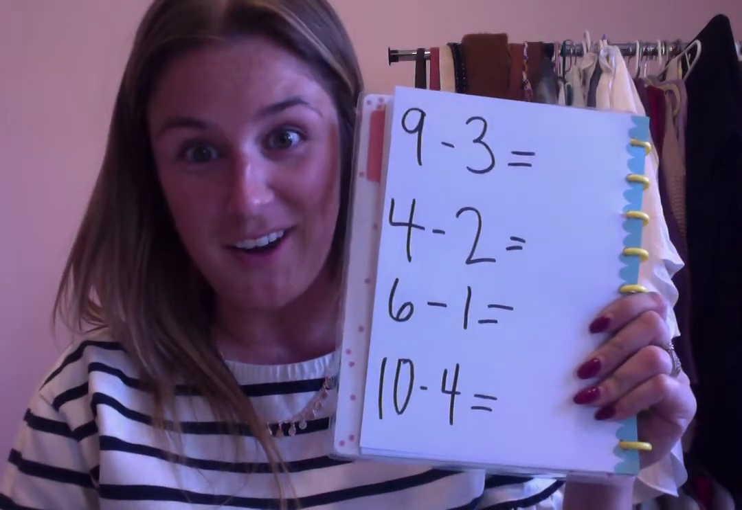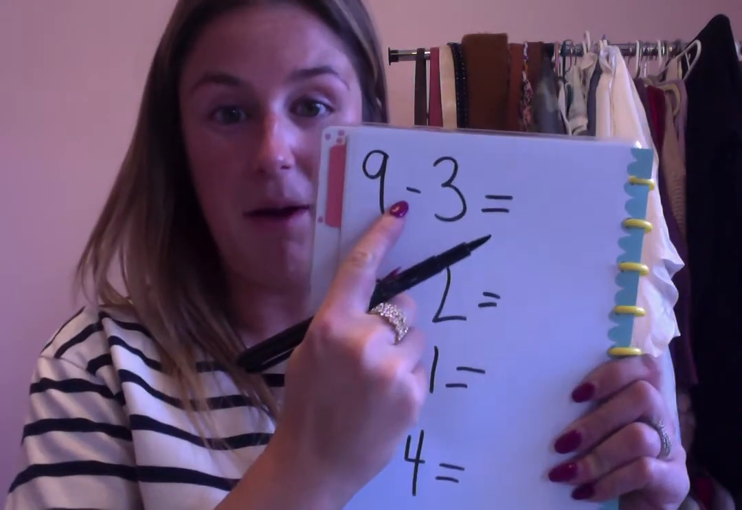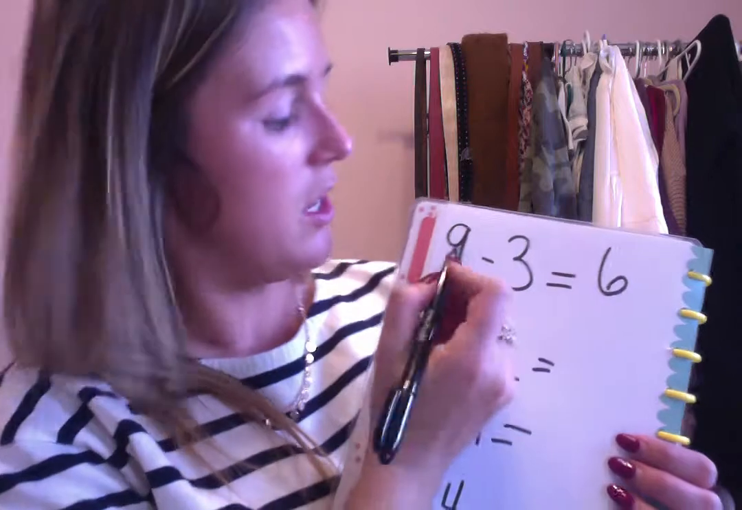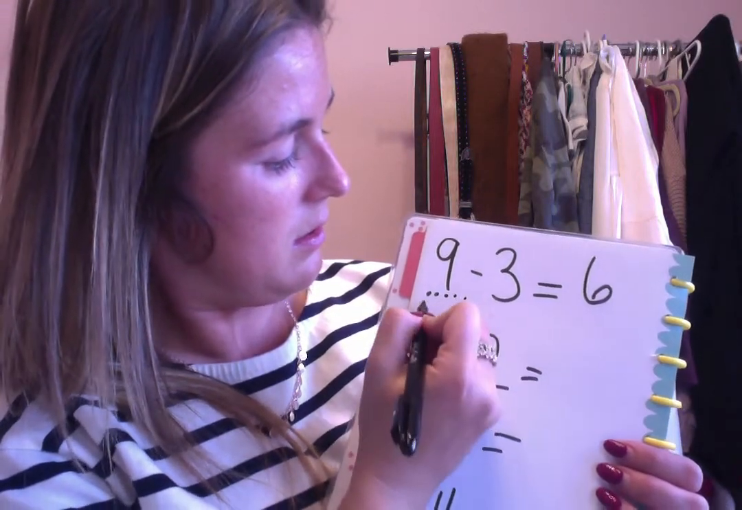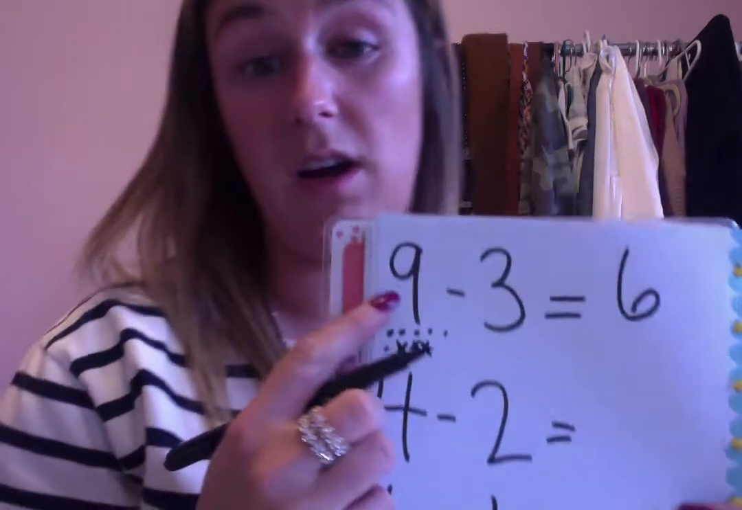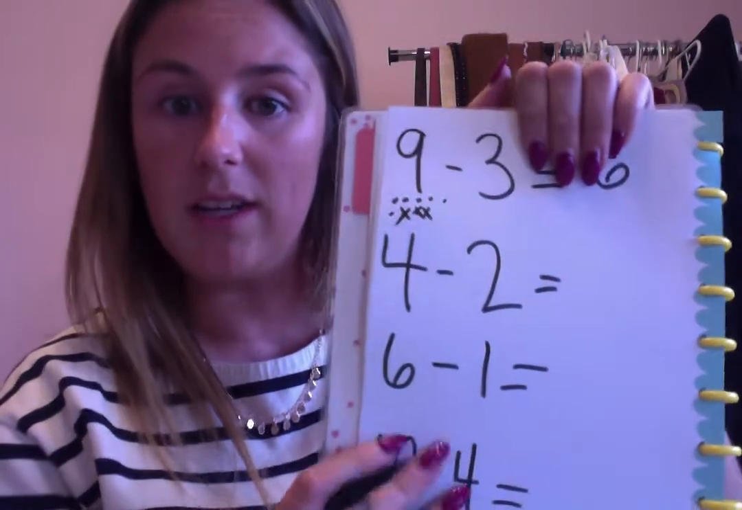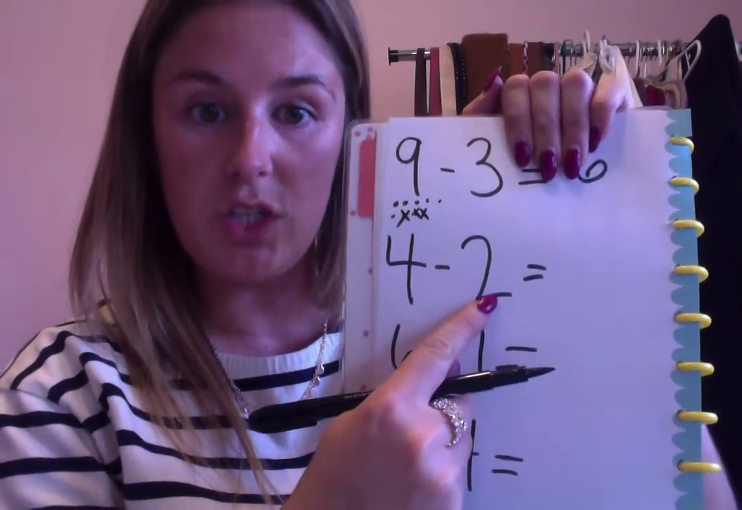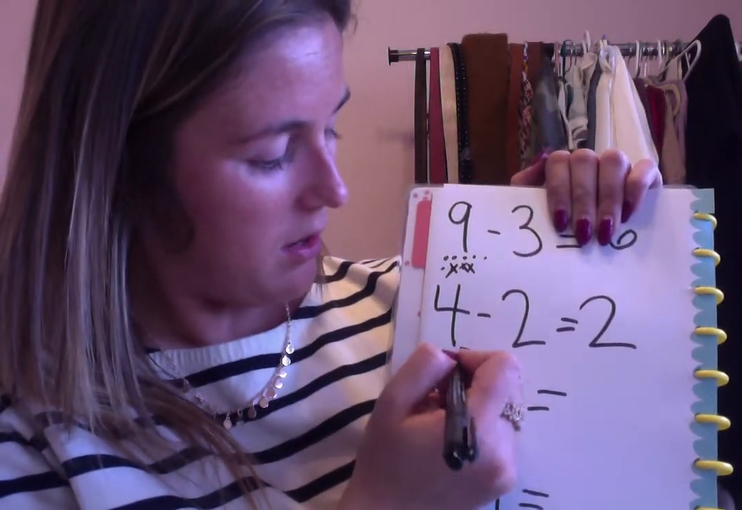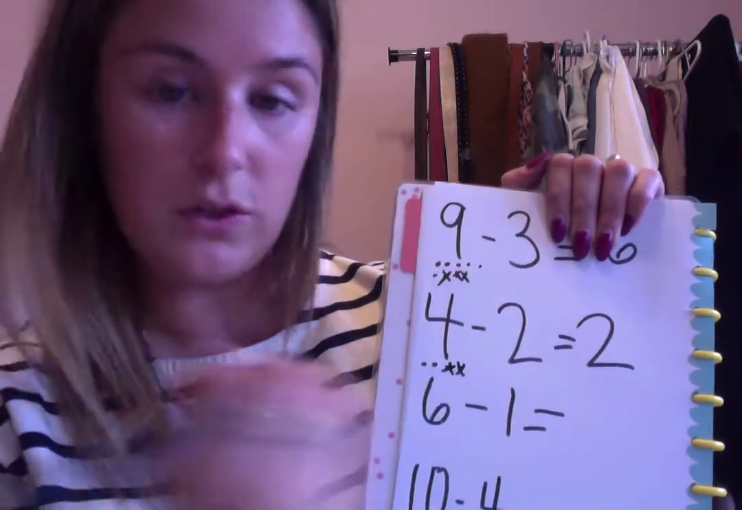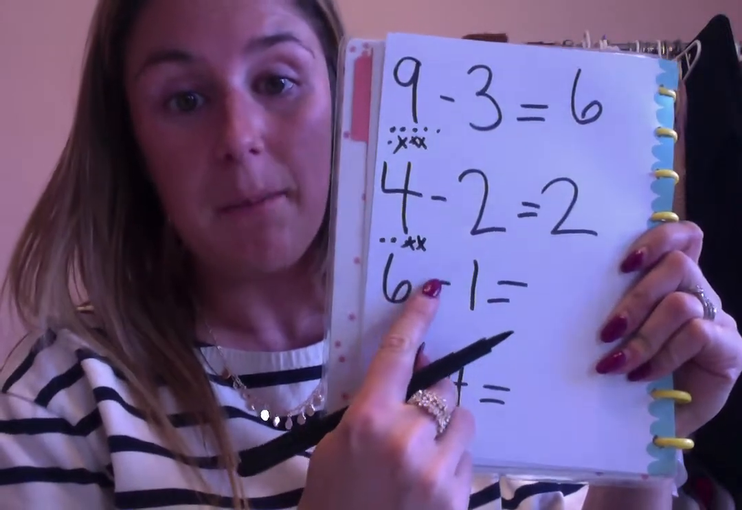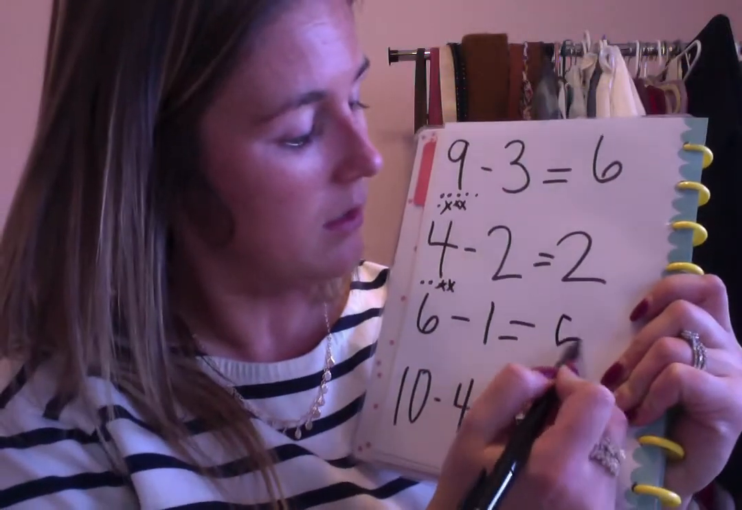All right, are you ready to hear these answers? 9 minus 3 equals, you should have 6. You might have drawn 9 circles and crossed off 3 to get 6, or maybe you showed me 9 on your fingers and you put 3 down. Let's go on to the next one. 4 minus 2 equals 2. You might have drawn 4 circles and crossed off 2 to get your difference, or maybe you used your fingers. Your next one, 6 minus 1 equals 5.